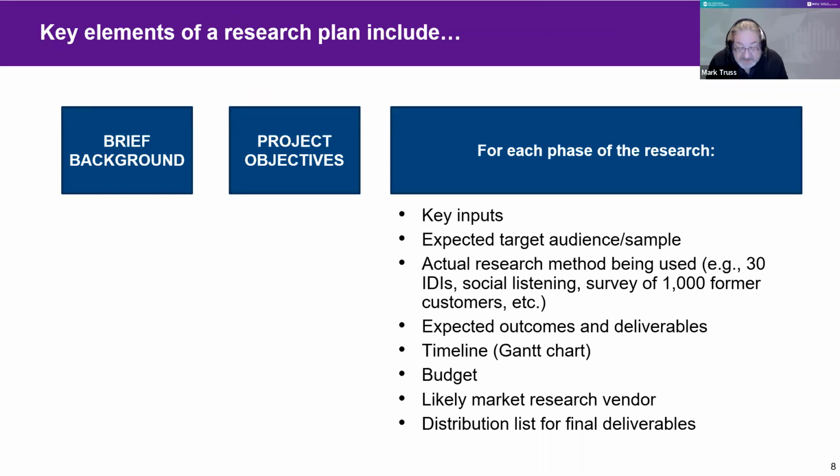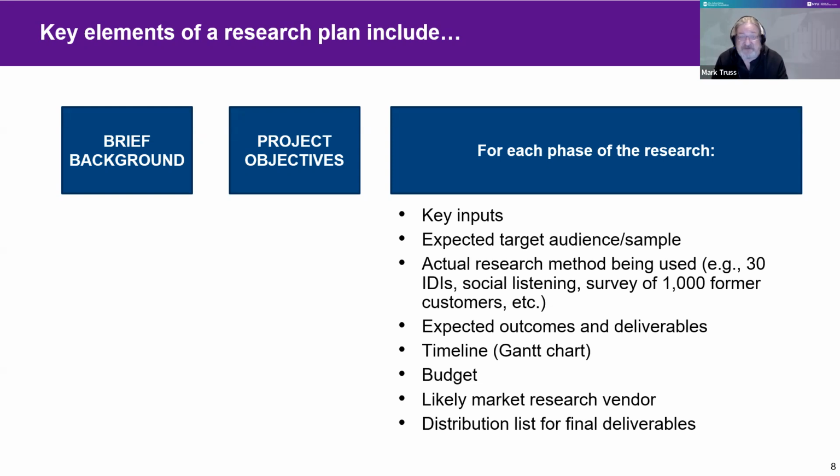There are some key elements to a research plan. Like I said in one of the earlier videos, there is no one exact journey for the advertising and marketing process. There also is no one kind of research plan. But basically, there's an overarching background. There are the objectives that we're trying to get out of the whole plan.